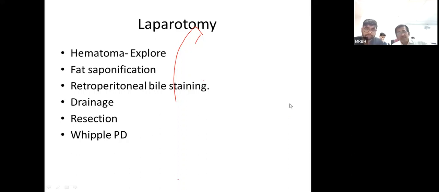So, on laparotomy, even while doing laparotomy for other reasons, you should try to find out any evidence of pancreatic injury. You have to exclude pancreatic injury by entering the lesser sac. You may find saponification, or you may have to consider resection some time further. And as I said, Whipple's is the last option you should consider because there is very high mortality. Next.